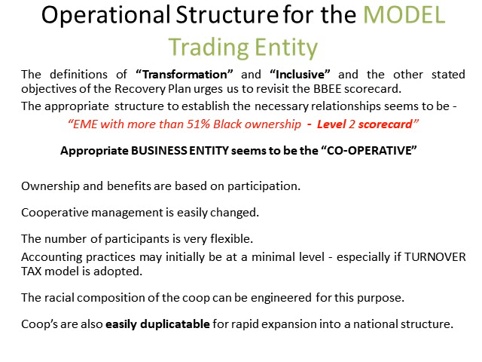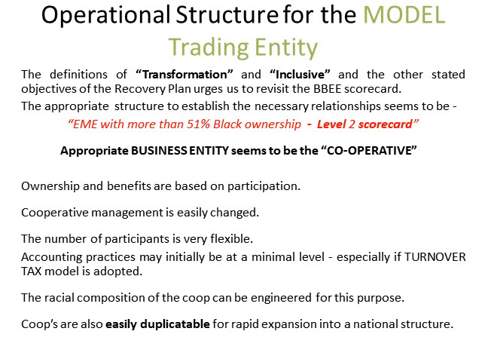So let's take a look at the trading entity for the model. Before we go, the definitions of transformation and inclusivity that we spoke about earlier and some of the other stated objectives of the recovery plan urge us to revisit the BBEE scorecard. It seems that the appropriate structure to establish the necessary relationships seems to be an EME with more than 51% black ownership, bringing us to the level 2 scorecard. And the appropriate business entity seems to be a cooperative.